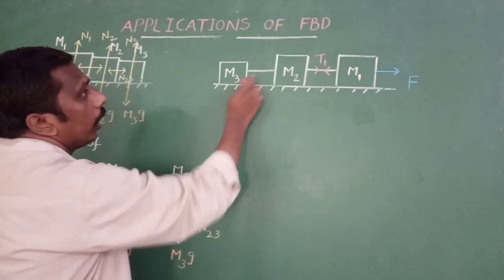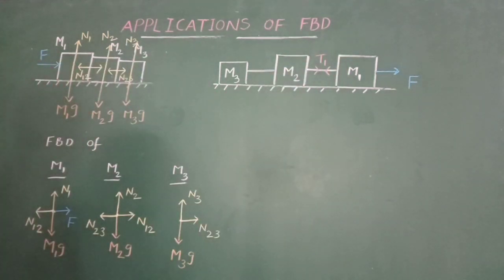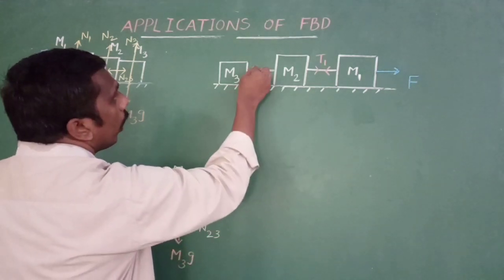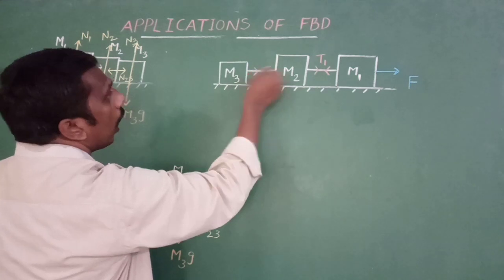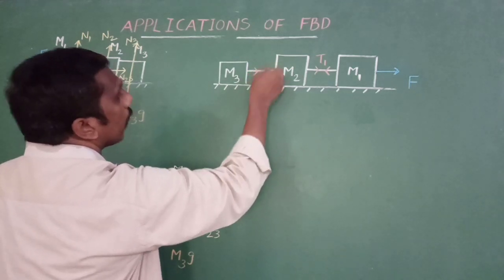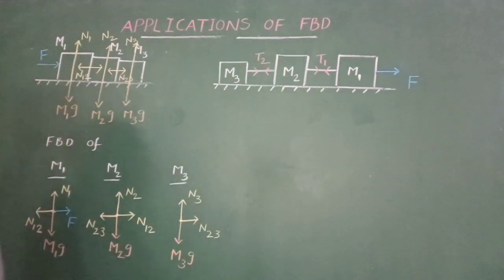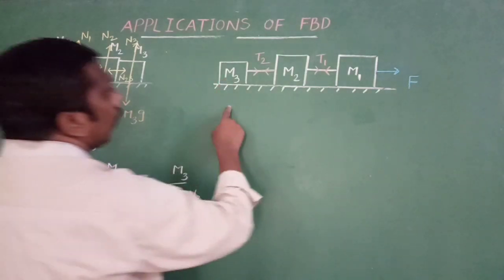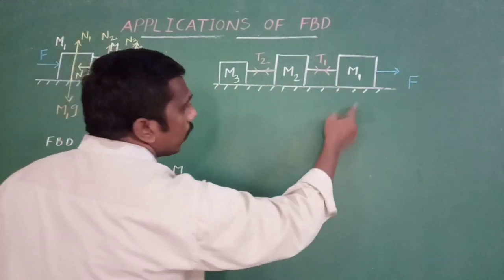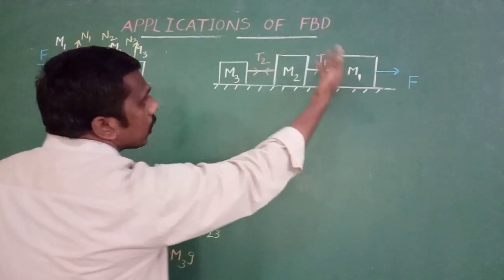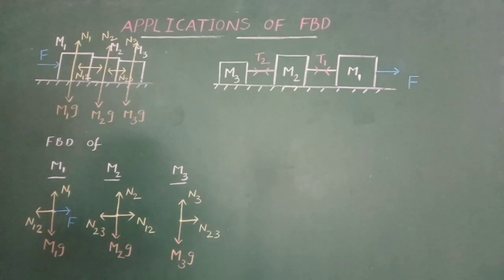On this side, another string is there. In this string, tension T2 will develop. The tension T2 tries to pull M3 in this direction and M2 in this direction. These are the tension directions, so two tensions, T1 and T2, are acting. Next, the weights of the blocks, M3G, M2G, M1G, act in the downward direction. Because of the surface, normal reactions act in the upward direction.